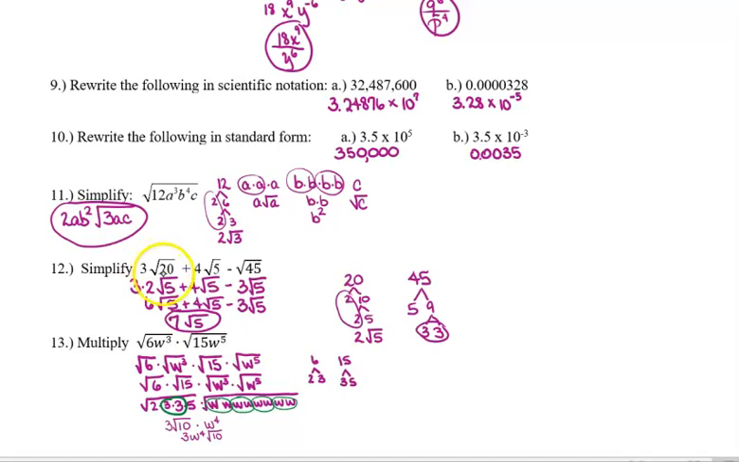So I'm going to take this 20 and come over here and prime factor it. So that's going to be 2 times 10. 10 is 2 times 5. So if I have a pair, I can take it out from under the square. That 5 is going to be left underneath. And then 45 is 5 times 9, and 9 is 3 times 3. So I have a pair of 3's I can take out, and my 5 is left underneath.